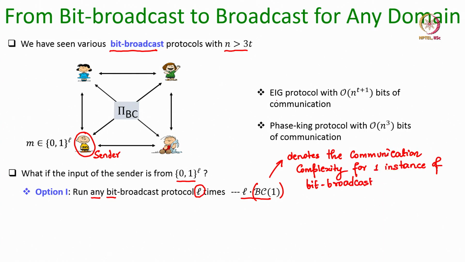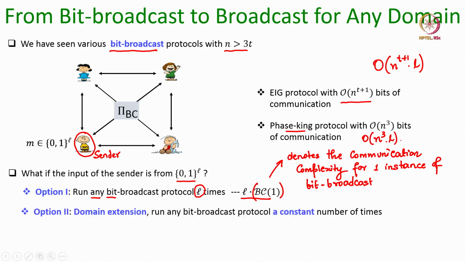Say for instance, if we are considering the EIG protocol, then BC(1) for the EIG protocol is n to the power t plus 1. That means, if we run L instances of the EIG protocol, the overall cost will be order of n to the power t plus 1 times L, whereas if we use the phase king protocol as the bit broadcast protocol, then the overall complexity will be order of n cube times L. Okay. The domain extension, which is option number 2, is basically to design a broadcast protocol where the sender's input is now of size L bits, where the existing bit broadcast protocols are executed only a constant number of times, independent of the size of L.